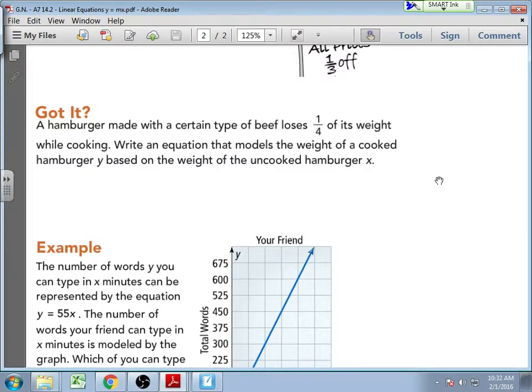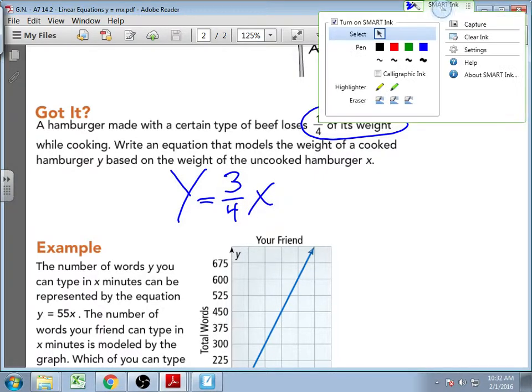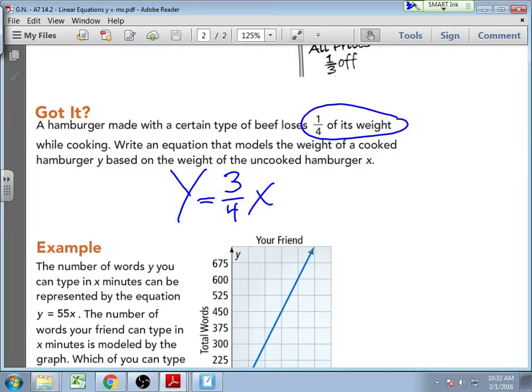When you cook a hamburger with a certain percent of fat in it, it's going to get lighter. The fat burns off. So write an equation that models the weight of a cooked hamburger, y, based off the original weight, x, when you know it will lose 1/4 of its weight. Now if it loses 1/4, what's it keep? 3/4. So the new weight, y, will be 3/4 x. Pretty easy, right guys?